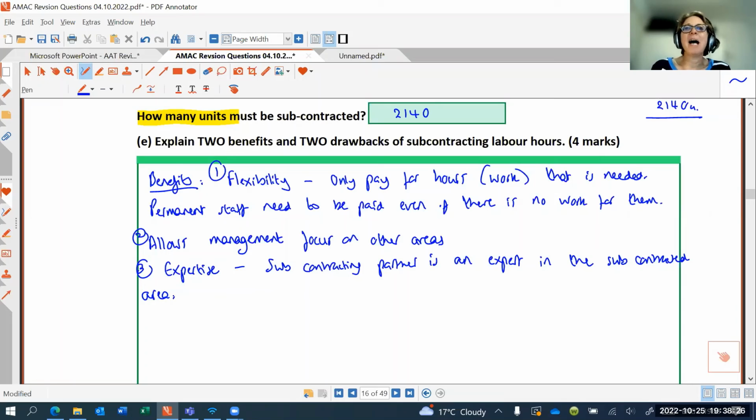We also subcontract our IT. So we have a company that helps us out with networking and antivirus and sourcing new laptops because they're just far better at it than we are. So expertise is another great reason.